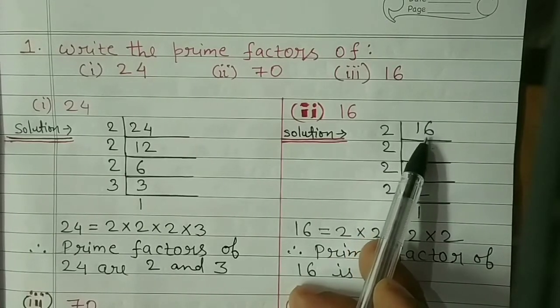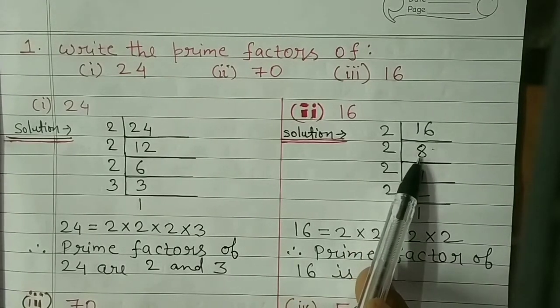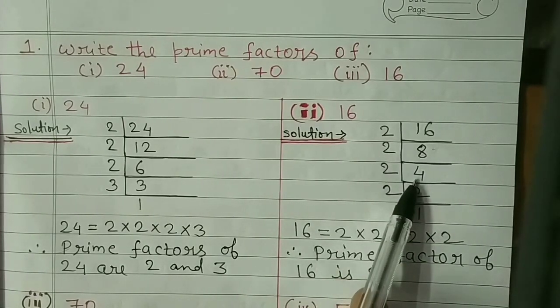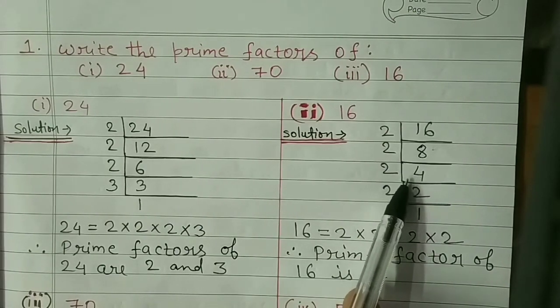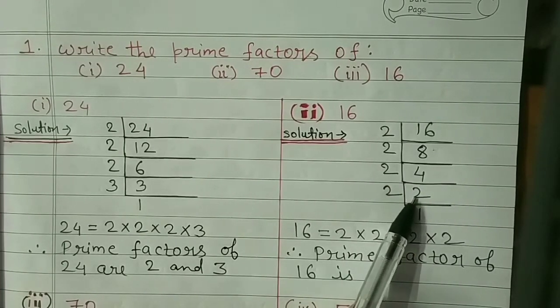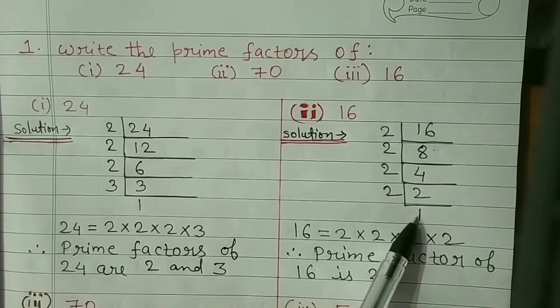this 16. So as we know that the prime number 2 will divide this 16 and the quotient will be 8. Okay? And this number 8 is also divisible by the same prime number 2 and the quotient will be 4. Now, this number 4 is again divisible by the same prime number 2 and the quotient will be 2. And this number 2 is again divisible by the same prime number 2 and the quotient will be 1. So, we have got 1 here. So, we are going to stop here.